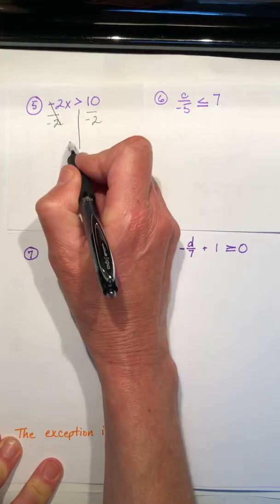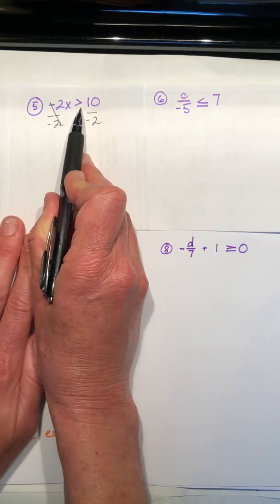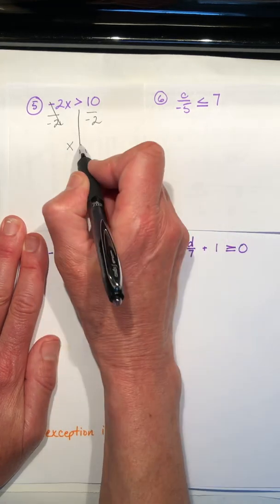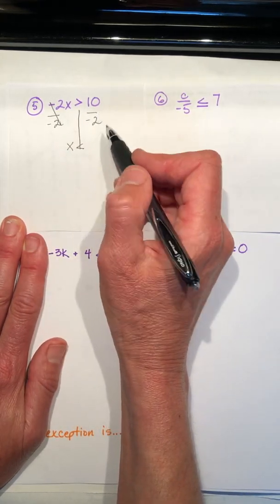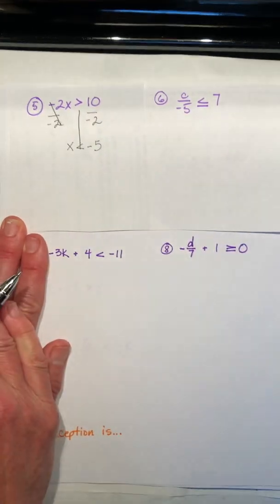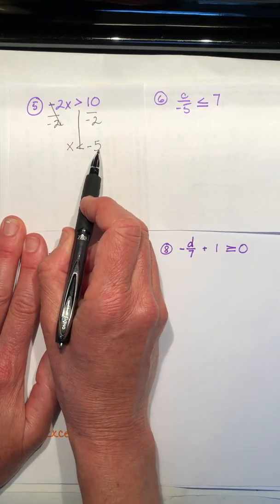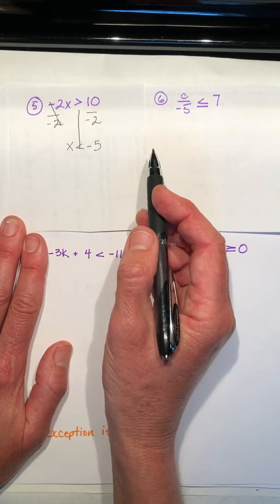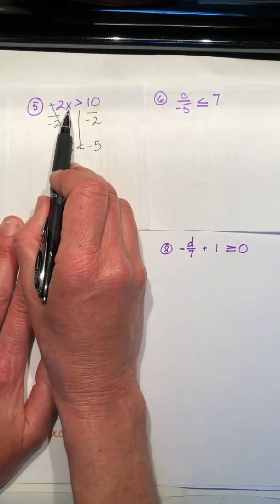Those cancel. And x. I'm going to go ahead and change this now and then show you that it is correct. So I'm going to change that. I've got 10 divided by -2, which is -5. So let's choose a number that's less than -5, say -6. So I'm going to take -6 and put it in for that x.